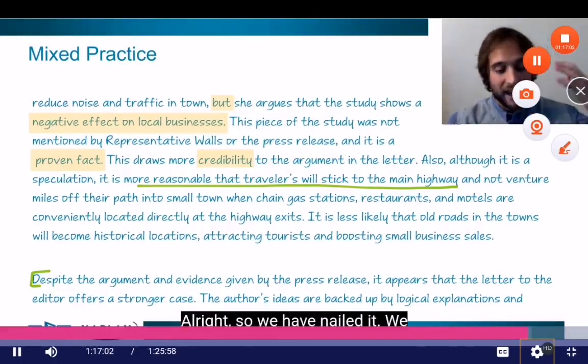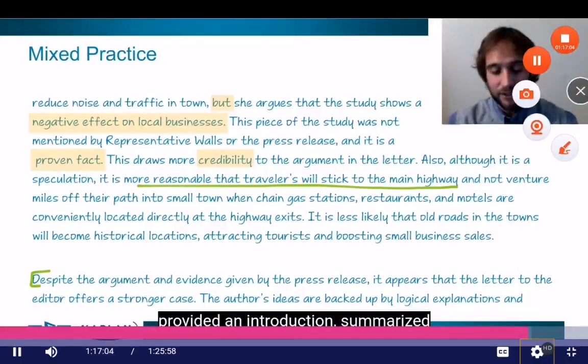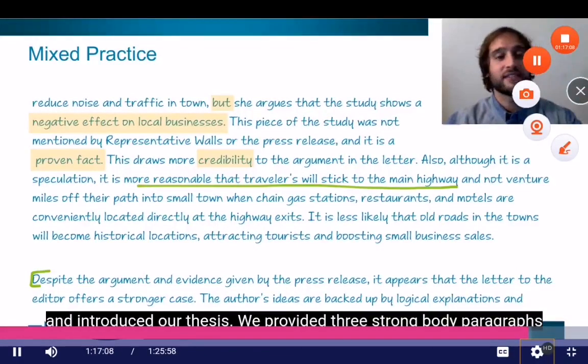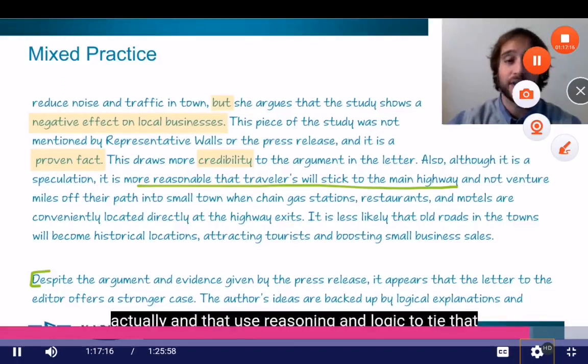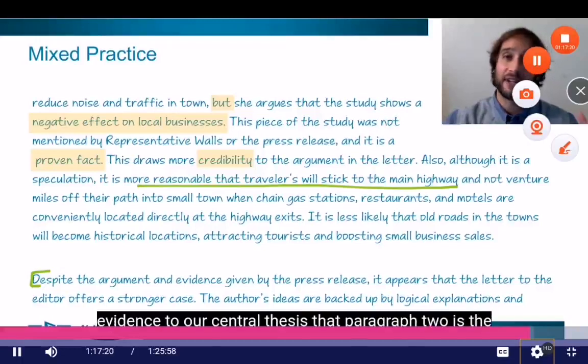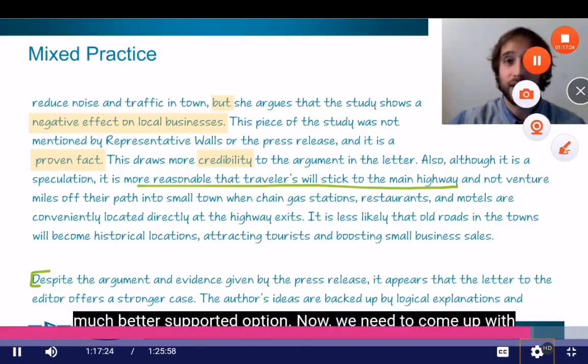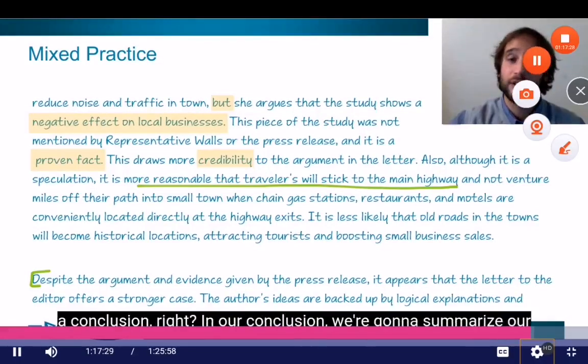All right, so we have nailed it. We've provided an introduction that summarized and introduced our thesis. We provided 3 strong body paragraphs that center on pieces of evidence from both passages actually, and that use reasoning and logic to tie that evidence to our central thesis that passage 2 is the much better supported option. Now, we need to come up with a conclusion, right?